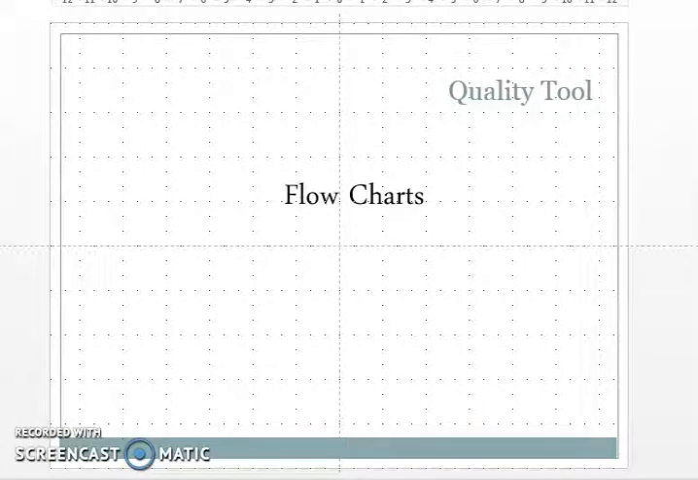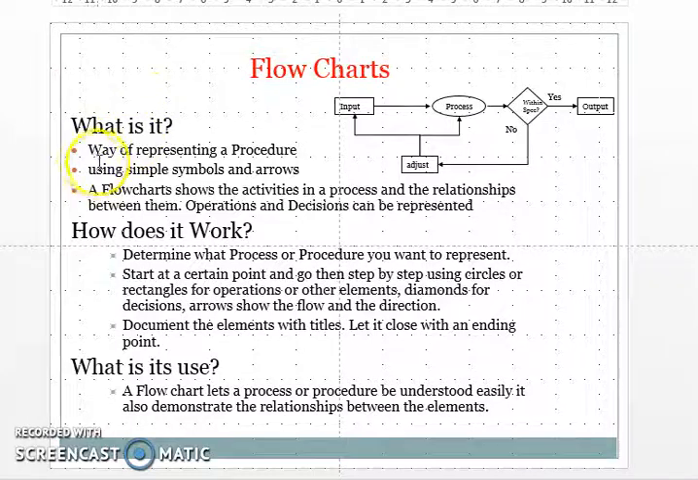In this lecture, we are going to learn two more quality tools. First is flowchart and next is cause and effect diagram. Just see what is flowchart. This is a way of representing a procedure using simple symbols and arrows. And you have already known this in C++ or C programming, various programming.